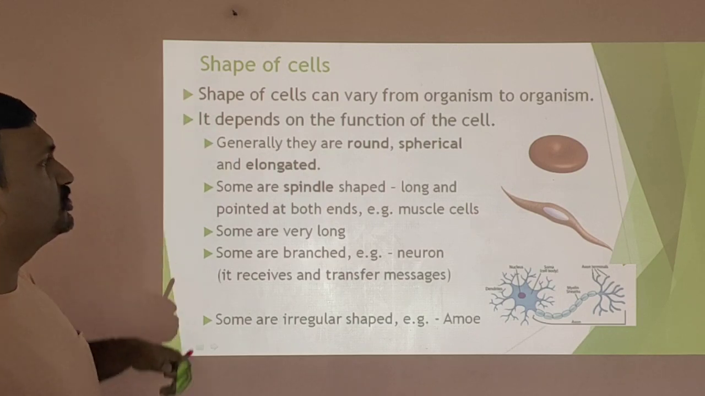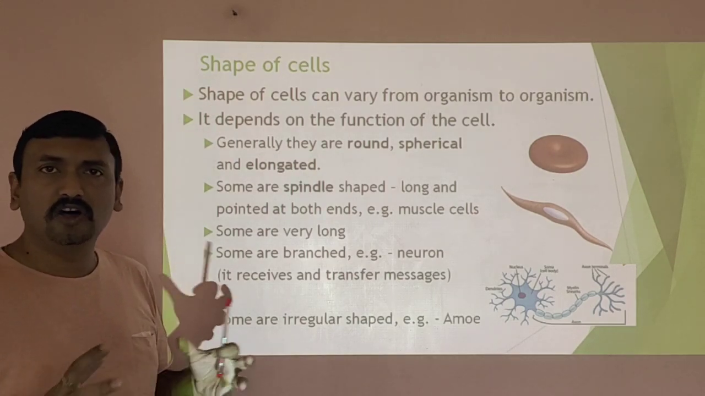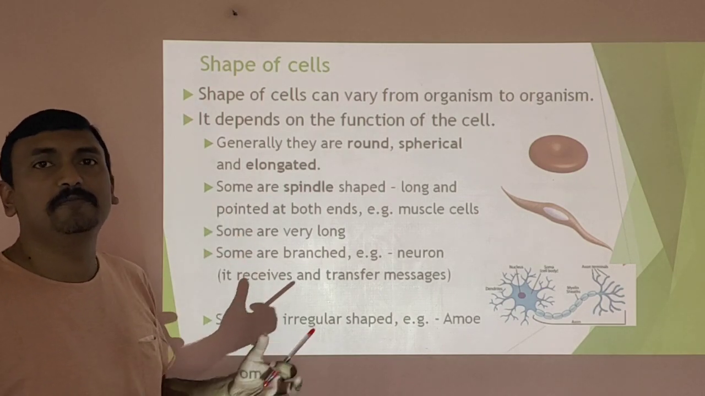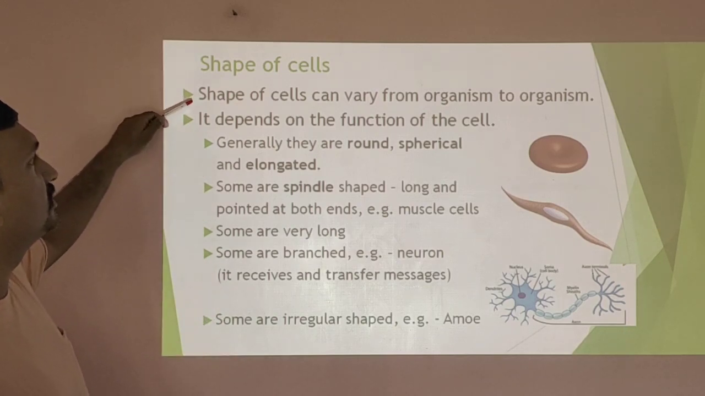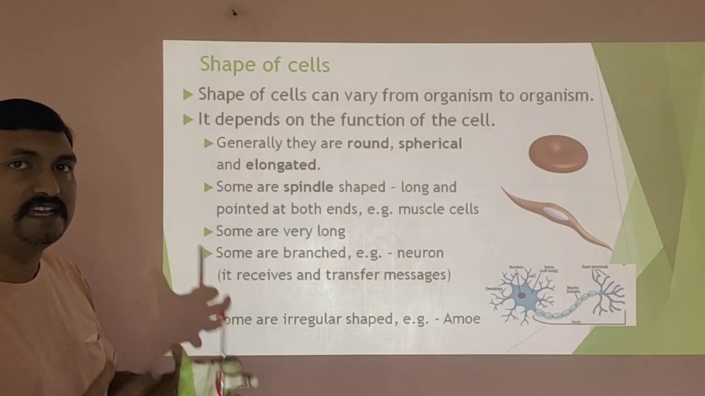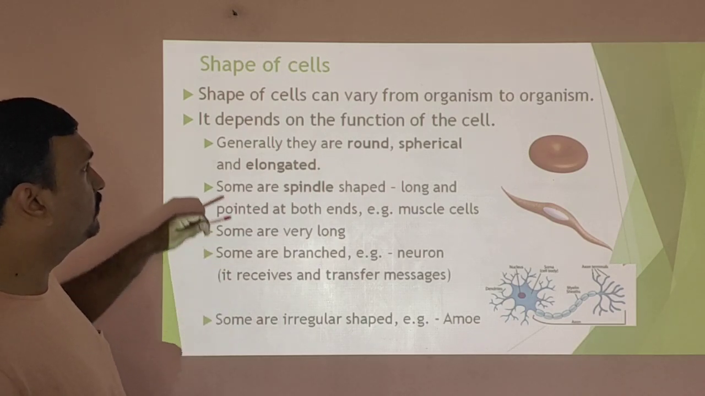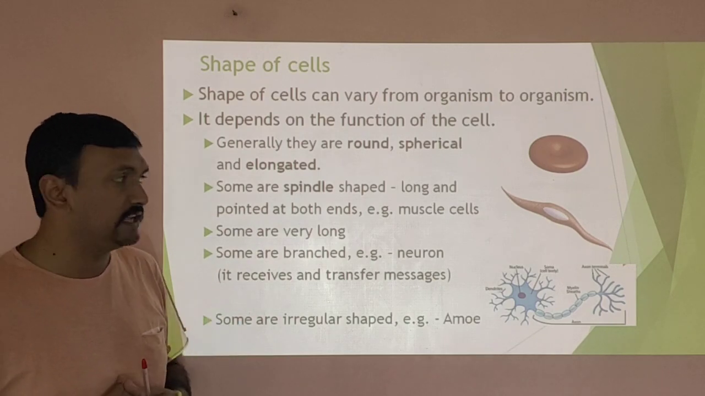Now, when we talk about the shape of cells, one thing is sure, all cells are not of the same size and shape. It can be different. But that variation that we observe in the shape or size of the cell depends, most importantly, upon the functions of the cell, what type of function they carry out.